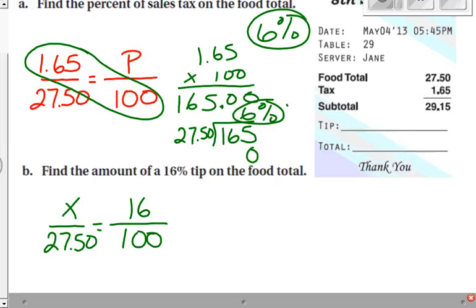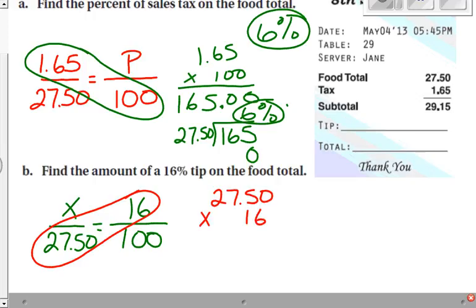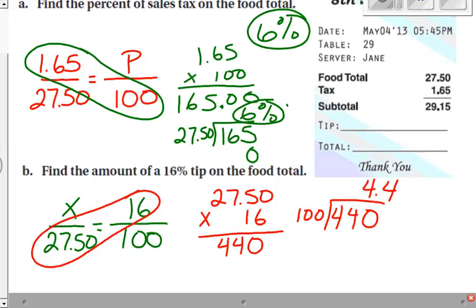So now we're going to multiply 27.50 times 16. And using a calculator, we know that it is 440. And then we're going to take 440 divided by 100. And we are going to get 4.4, which is $4.40. So we would be leaving a tip of $4.40.